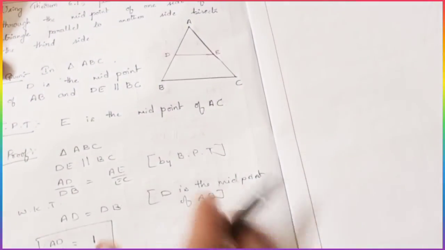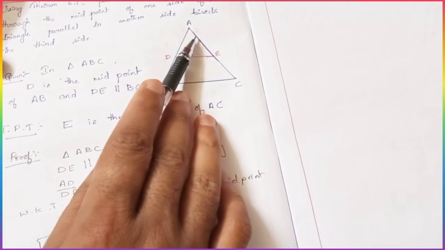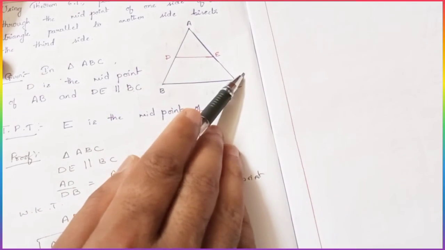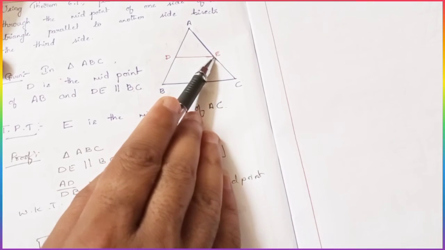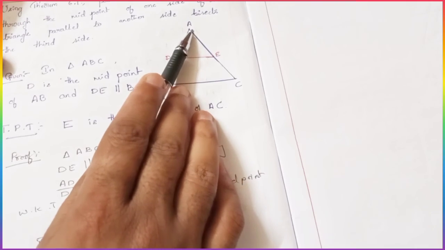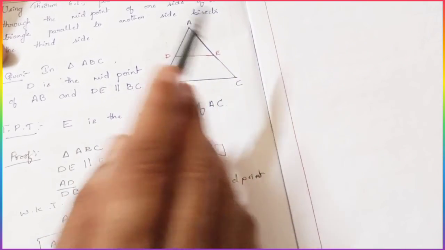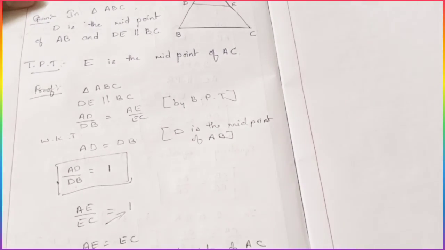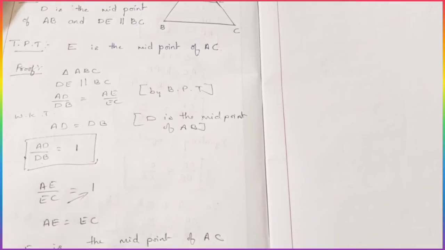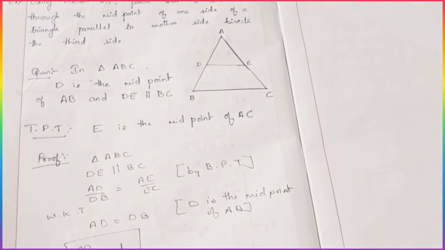AE length is equal to EC length only when E is the midpoint. So if AC is 10 centimeters, A to E should be 5 centimeters and E to C is 5 centimeters. Obviously E is the midpoint. What does midpoint mean? Exactly at the center. Half of 10, or the center of 10, is 5. Similarly, E is the midpoint of AC. Hence we have proved. I hope you have understood this particular question.